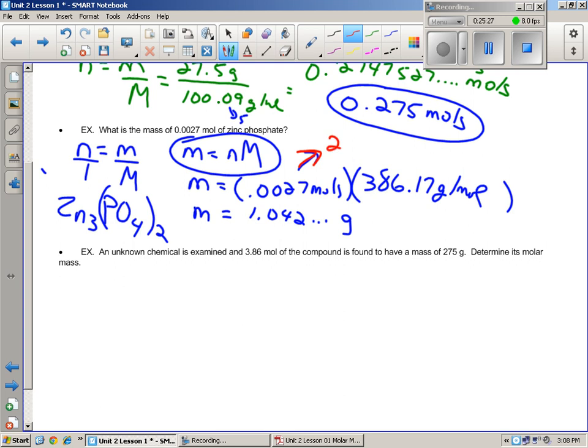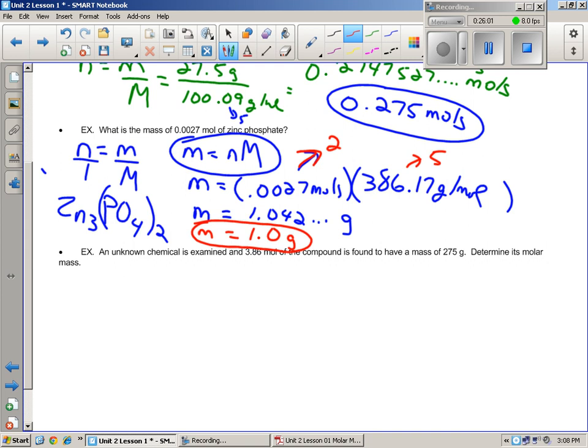How many do I have over there? 5. So how many do I have to have in my answer? 2 is the correct answer. So my final answer here would be 1.0 grams, the mass that I would expect to have there. If you take 1 gram of zinc phosphate, measure out 1 gram, that would be equivalent to 0.0027 moles of zinc phosphate. Questions, anyone?